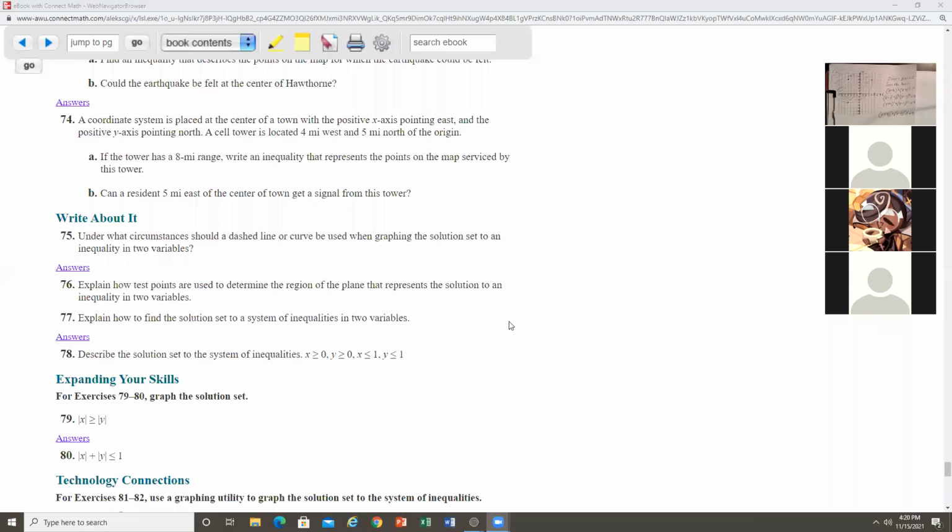All right. Okay, so what we accomplished in this section, ladies and gentlemen, is we learned how to solve inequalities in two variables. And we also learned how to solve systems of inequalities in two variables, in both cases by graphing the solution set in the XY plane.